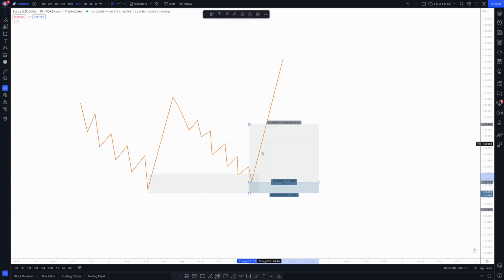But that's another thing you need to decide: whether you want to enter at the open or enter at the 50% to get a smaller stop loss and a little bit higher risk to reward. That right there would be your risk entry.